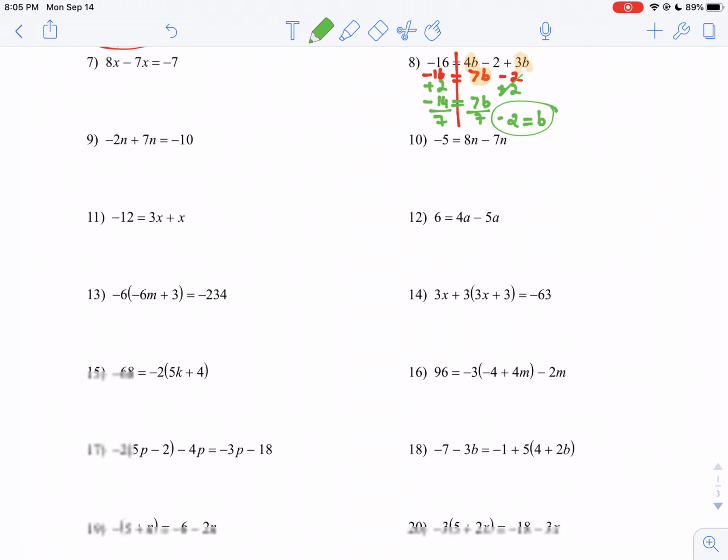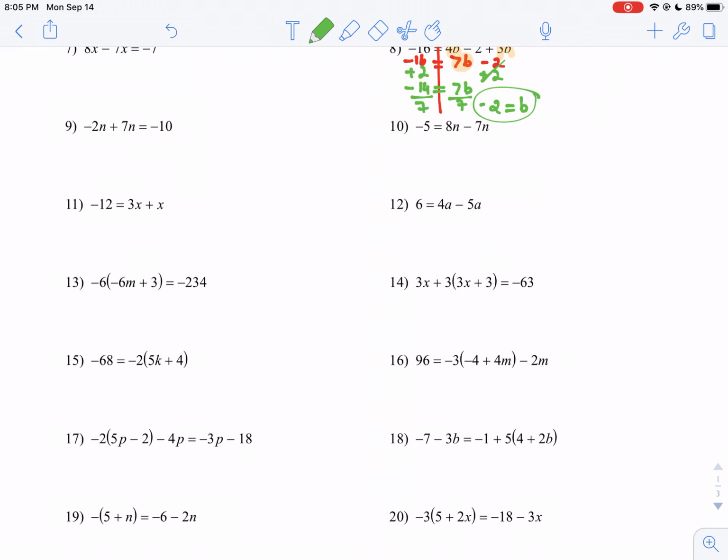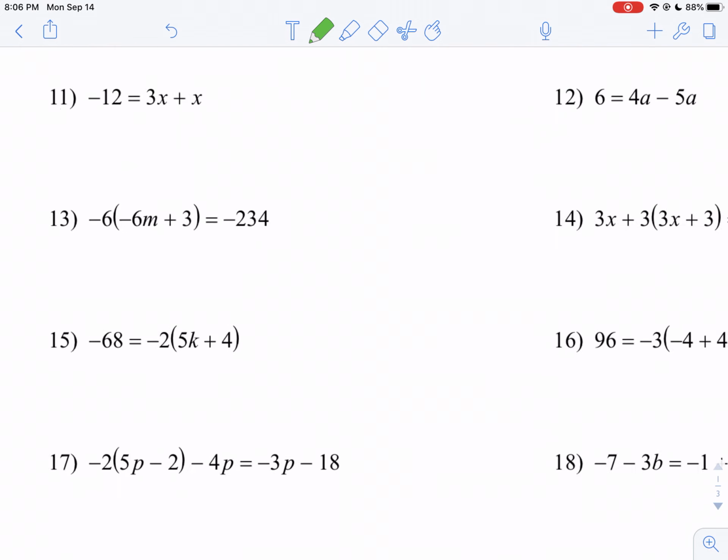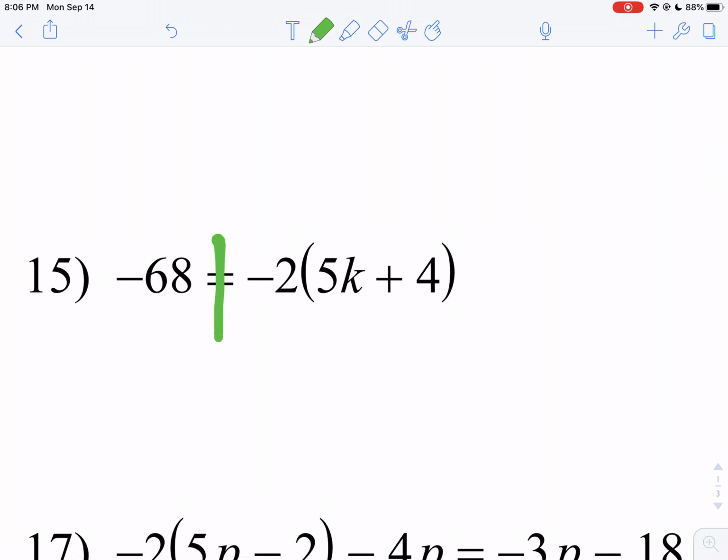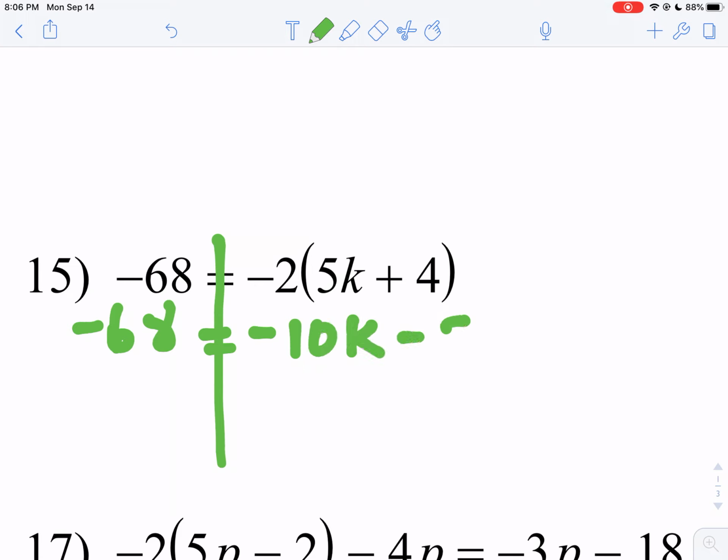All right, you will get into bigger problems like the following. Here you have this number here, okay? So again, 2-step problems like before. So you have a -68 here. You want to distribute that -2 on the right hand side. You have -10k and a -8, okay? And then you want to get your -10k by itself, so add 8 to both sides.